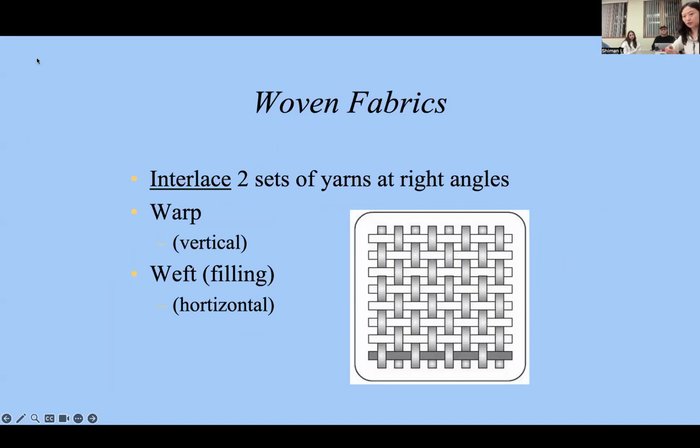Then we will briefly review the basic structures of these textiles. First are the woven fabrics. As shown on the picture, the structure is like we have horizontal lines of yarns and vertical lines of yarns. We interlace the two sets of yarns at right angles to form this woven structure. The warp means the yarns in the vertical direction, and the weft or the filling yarns means the yarns in the horizontal direction.